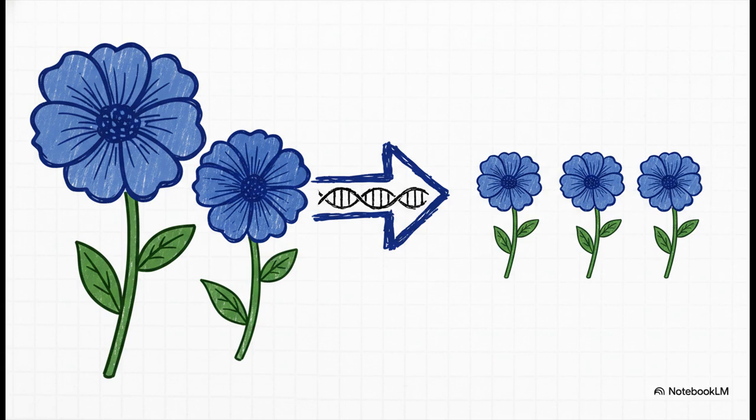Okay, so you've got variation, fantastic. But for it to matter in the long run, those traits have to be heritable. This just means there's a genetic reason for the trait. It's written in the DNA, so it can be passed down from parents to their kids. If a trait isn't heritable, any advantage an individual has just disappears when they die.